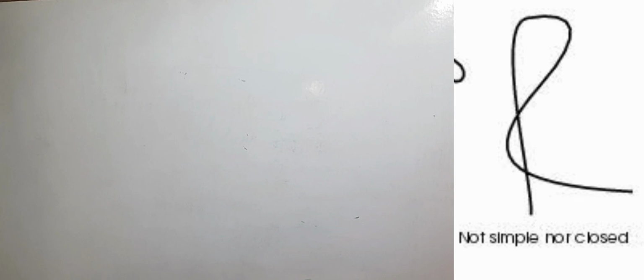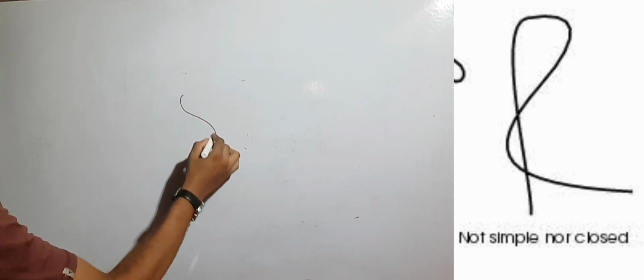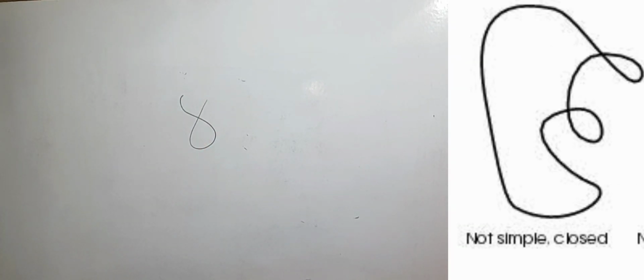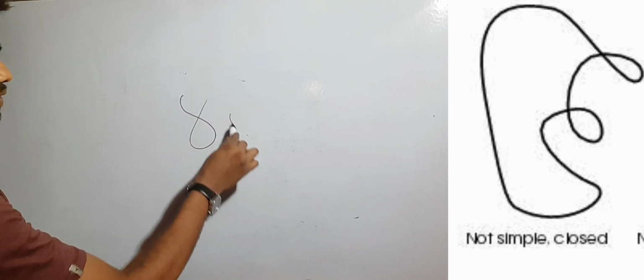Simple curve, you understood. Okay, we know the simple curve. But which one is not a simple curve? For example, if I am drawing a line like this, this is not a simple curve. Why? Because they are intersecting. This one is a simple curve.